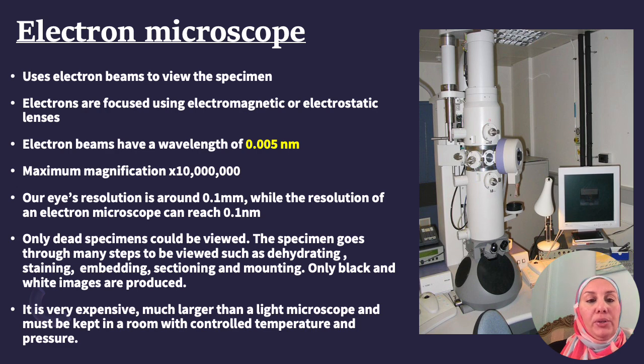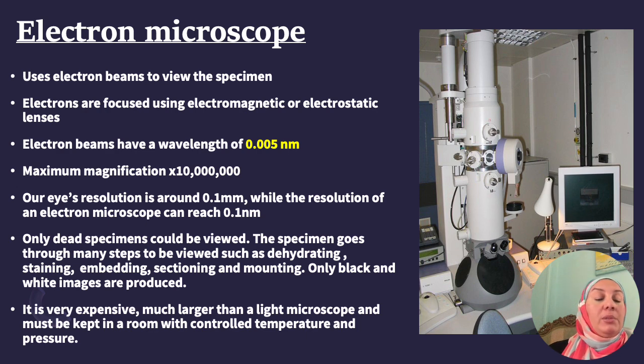Maximum magnification here, wow, that's 10 million times of magnification. Again, this is according to the type of microscope. You might find different numbers in different textbooks. So this is a number that is a bit different from one textbook to another. Your eye's resolution is 0.1 millimeter, but the resolution of an electron microscope is 0.1 nanometer. Wow, much smaller, a much more precise resolution than our eyes, which, obviously, is why we made this piece of equipment. It helps us to see things much better.